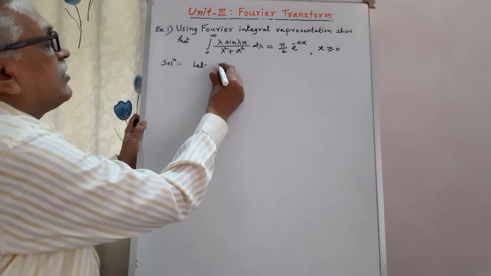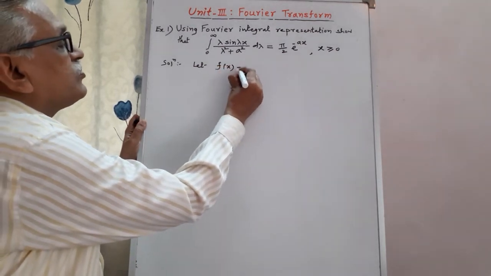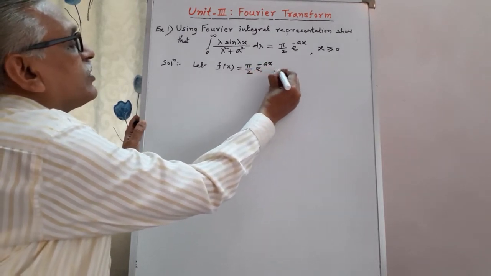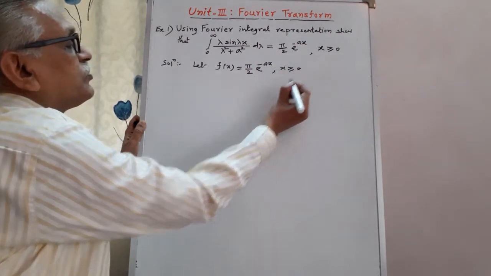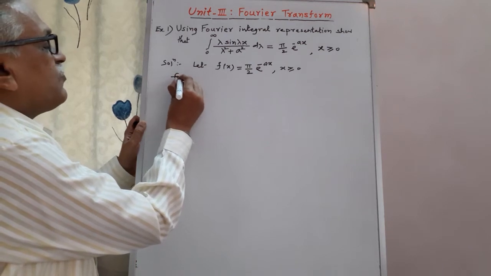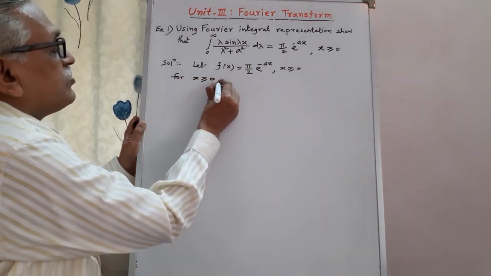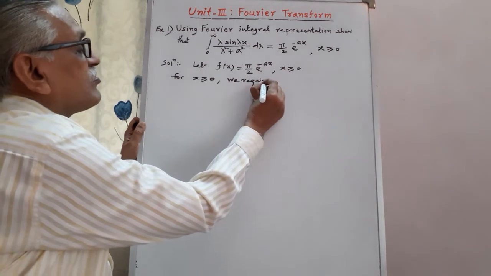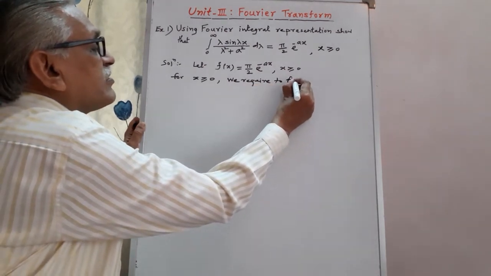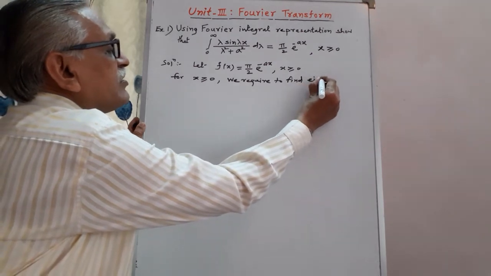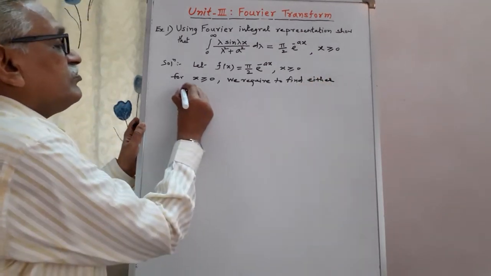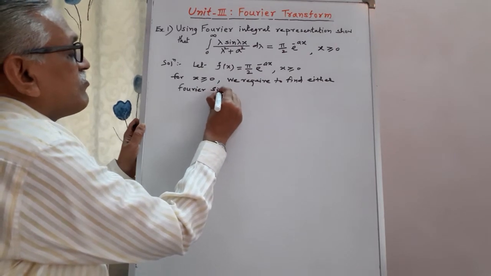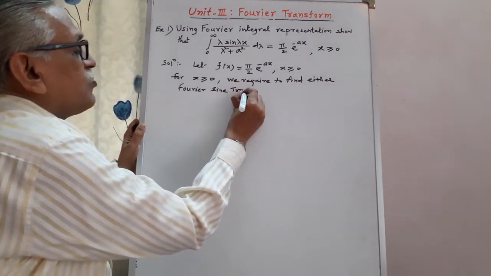Let us consider f of x is equal to pi by 2 e raised to minus ax for the condition x greater than or equal to 0, and we require to find either the Fourier sine transform or the cosine transform.